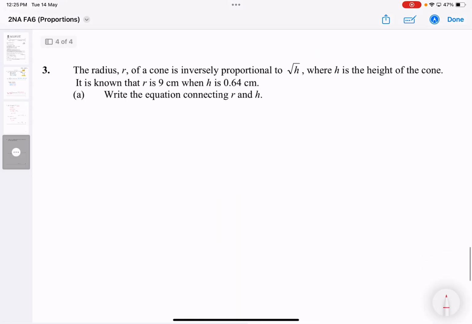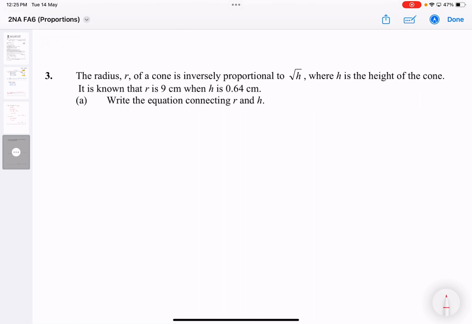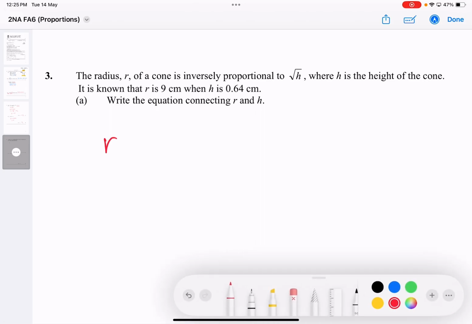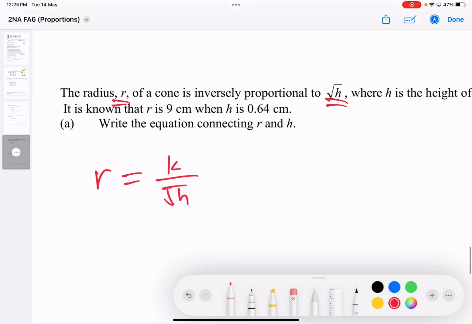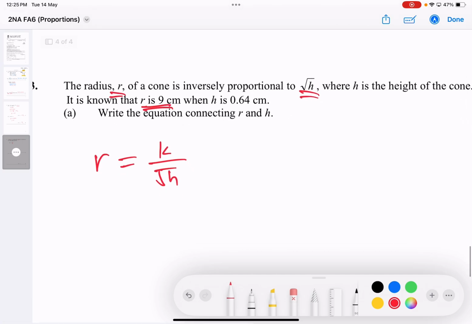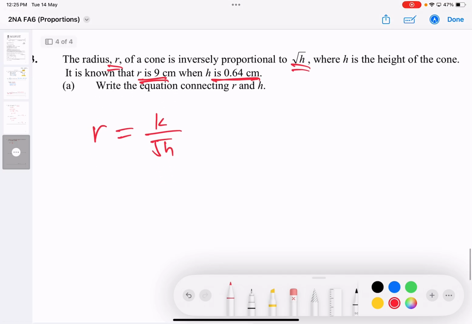The last one was very badly done because there is the square root of h. A lot of you were not able to do this. R varies inversely, R equals k over square root h. This question says that R varies inversely with the square root of h, and they tell you that R is 9 when h is 0.64. So all you have to do is substitute inside. 9 is equal to k over square root 0.64.